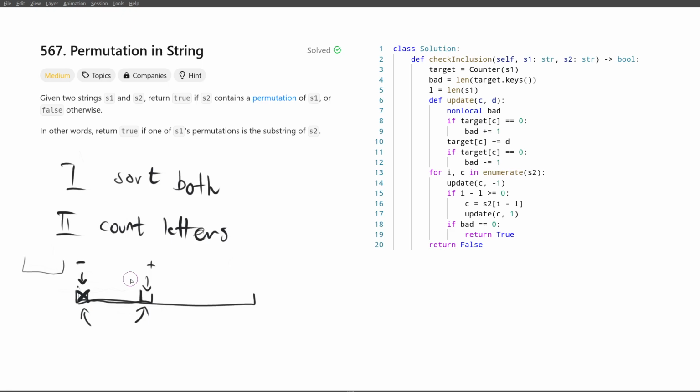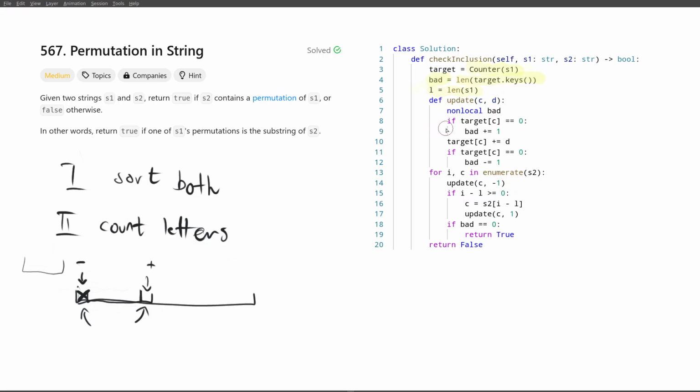And this is the solution that I've implemented here. We first create a counter using all the letters from our pattern. We know, of course, that the substrings that we're looking at will be of the same length as our pattern, and we want the differences between the occurrences to be all equal to 0. At first every letter that has a non-zero occurrence in the pattern is a bad letter, so the number of keys, the number of different letters that appeared in S1, is the number of bad letters that we currently have.